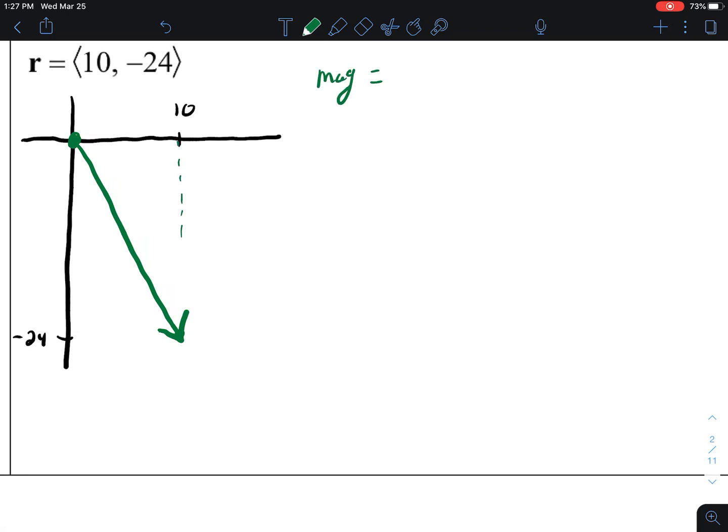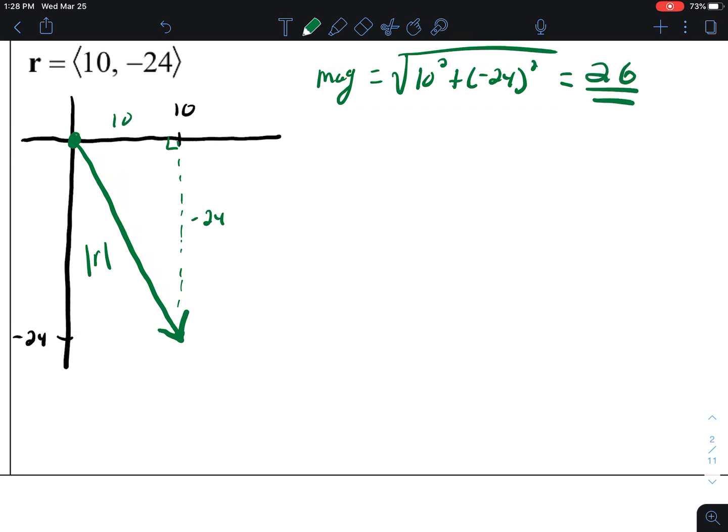So magnitude, think of that as a right triangle. The magnitude of r is the hypotenuse of that triangle, and you got sides of negative 24 and 10. So it'd be the square root of 10 squared plus negative 24 squared, and I get my magnitude. 26.